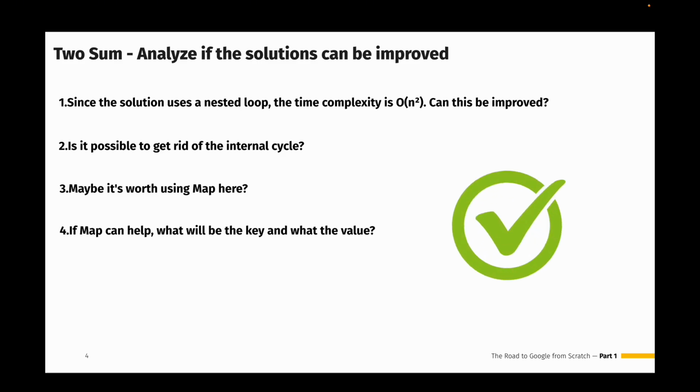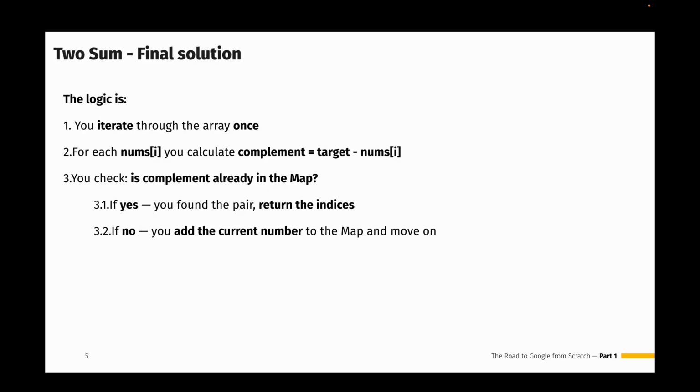Now let's check the potential solution. We will need to iterate through the array once. For each element, we will need to calculate the complement, which equals the target minus the current element. Then we will need to check if the complement is already in the map. If it's not in our map, then we will need to add it, or if it is, we just return the index which is for that complement.